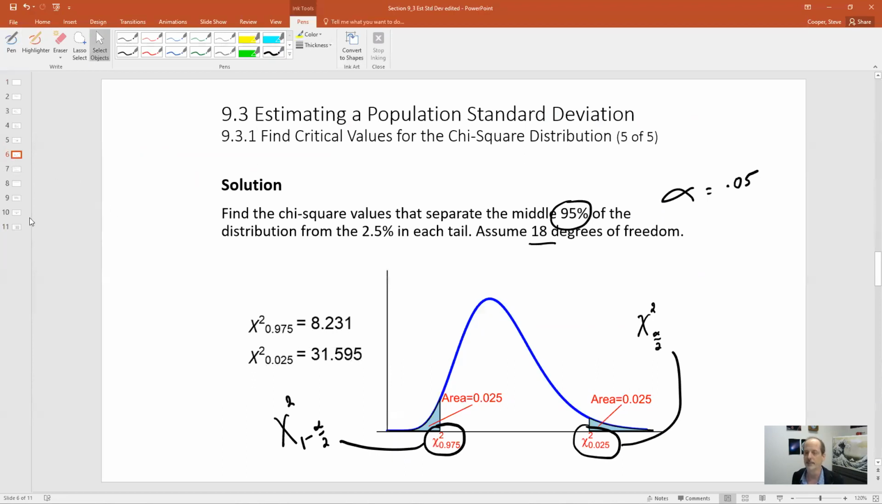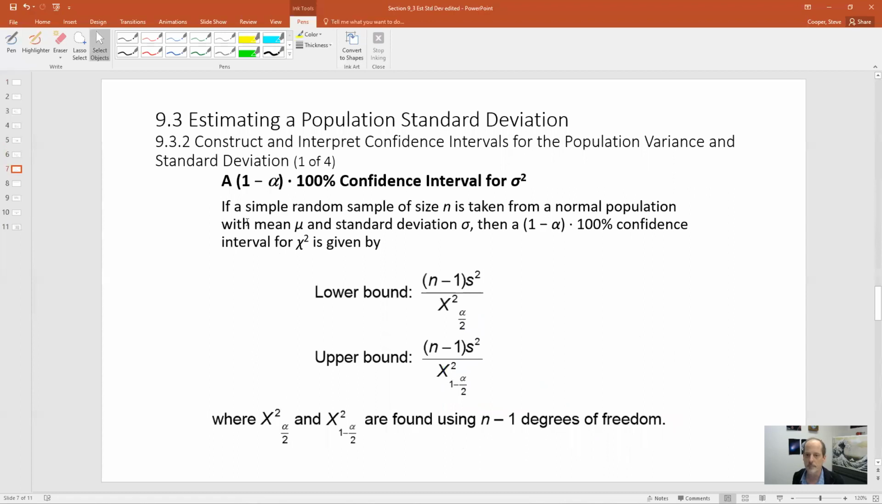Well, we're practicing because the formulas we're going to use require that we go look these up based on the percentage here that we are interested in and the implied alpha. Okay, so here's the direct calculation. Now notice that this is a confidence interval. This is a little bit interesting here. This is a confidence interval for the variance.